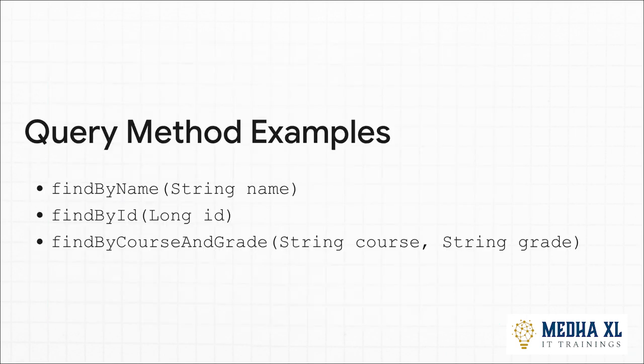Let's look at a few examples, because this is where it gets really cool. If you declare a method in your interface called findByName, Spring just knows you want a query based on the name field. findById is a classic one. But check this out. It gets even more powerful. A method like findByCourseAndGrade, Spring understands that. It will automatically translate that into a SQL query with a where clause that checks for both the course and the grade. You didn't have to write a single line of SQL.